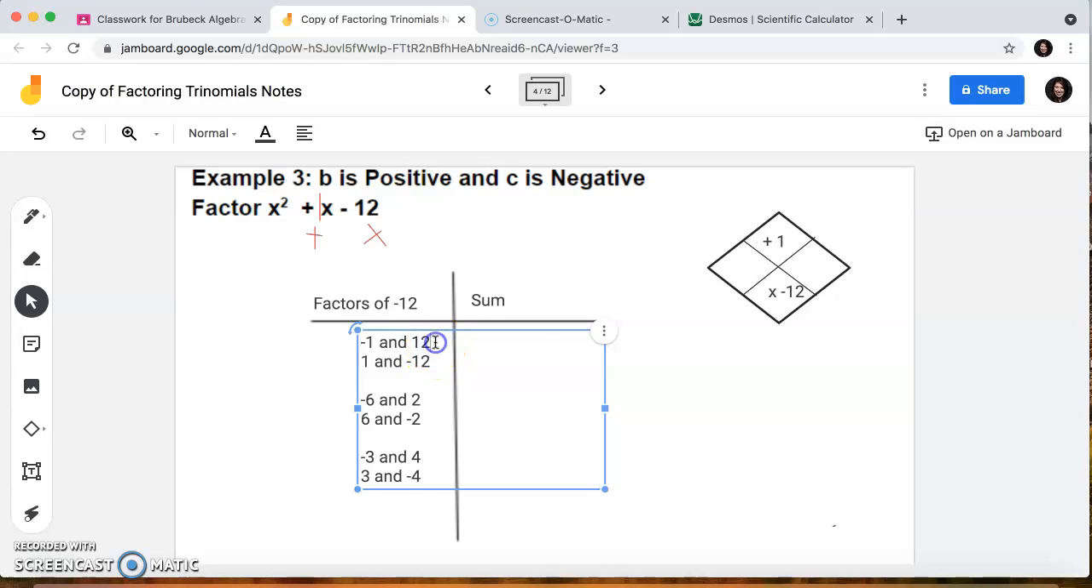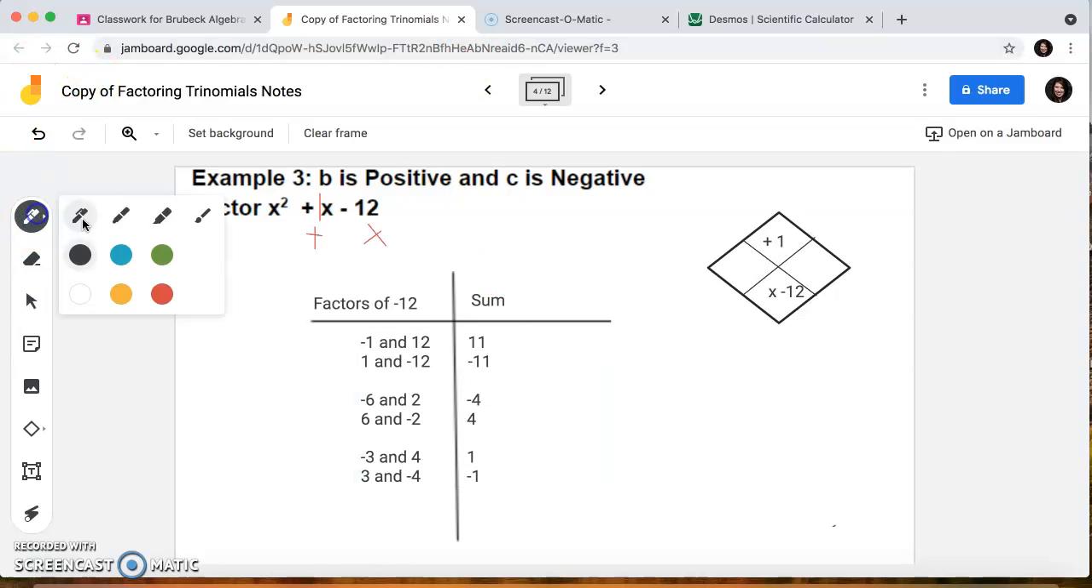So -1 plus 12 is going to be 11. 1 plus -12 is going to be -11. -6 plus 2 is going to be -4, and 6 plus -2 is going to be a +4. -3 plus 4 is going to be a +1, and 3 plus -4 is a -1.